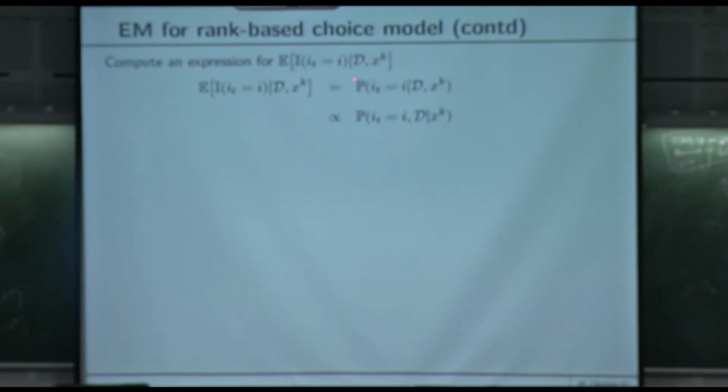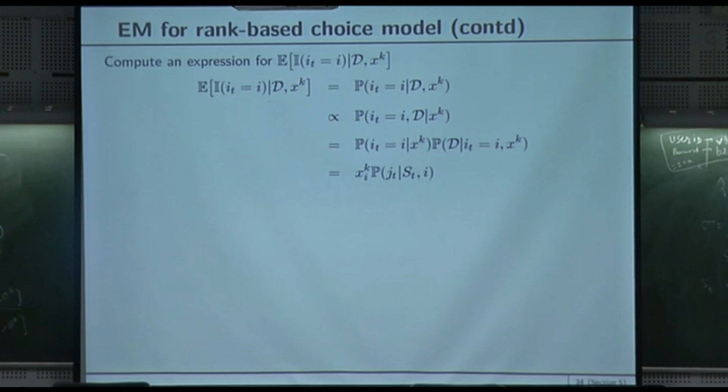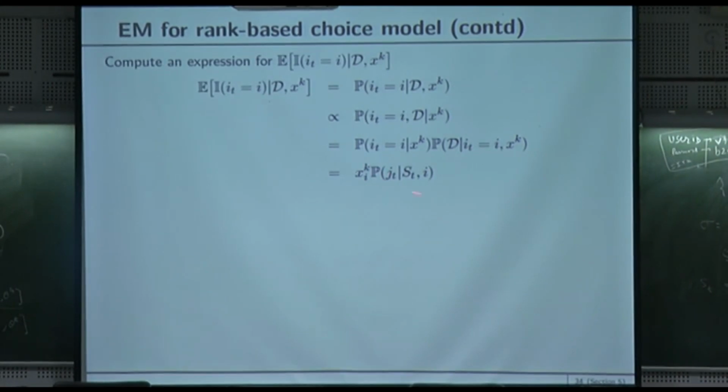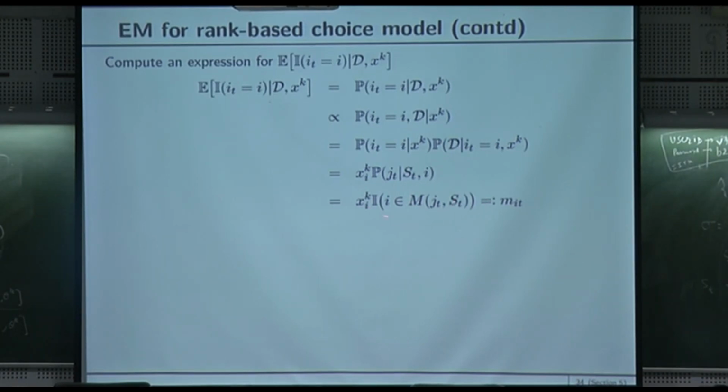Now we need an expression for this quantity. This is this conditional probability. We'll do the same trick. I don't know the conditional probability, so I'll go to the joint. I will write it differently. Given x^k, what is the probability that the class is i? Given that the class is i, what is the probability I saw the data? That is basically this one, x^k_i, and this one is just the probability of seeing product JT given ST and i. That one is simply the indicator function that i belongs to that set. So x^k_i, i belongs to this set, call that m_it.